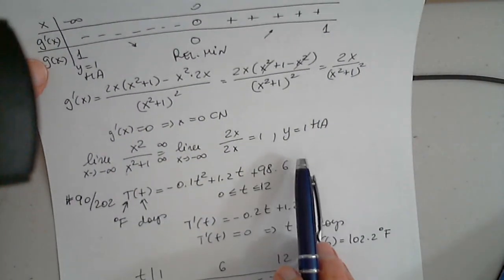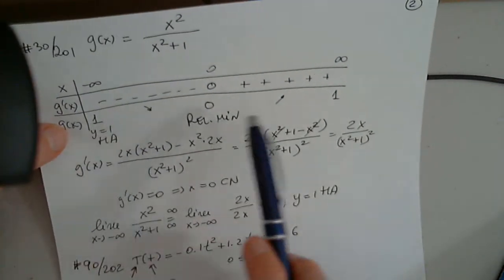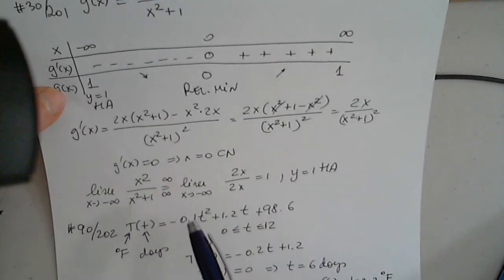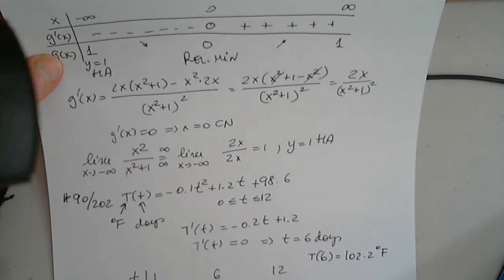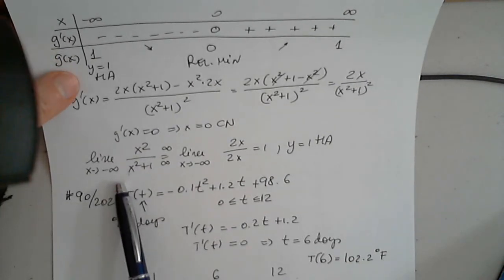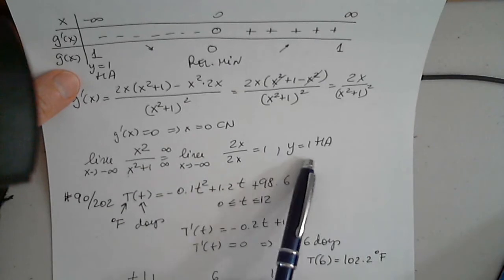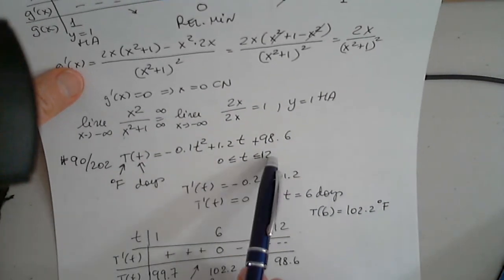And the limits are here. The limit as x approaches negative infinity, because I need to determine these either infinities or numbers. If there is a number, it's a horizontal asymptote. If there is infinity, there is no horizontal asymptote. Okay, so infinity over infinity again, 2x over, so then y equals 1 is the horizontal asymptote.